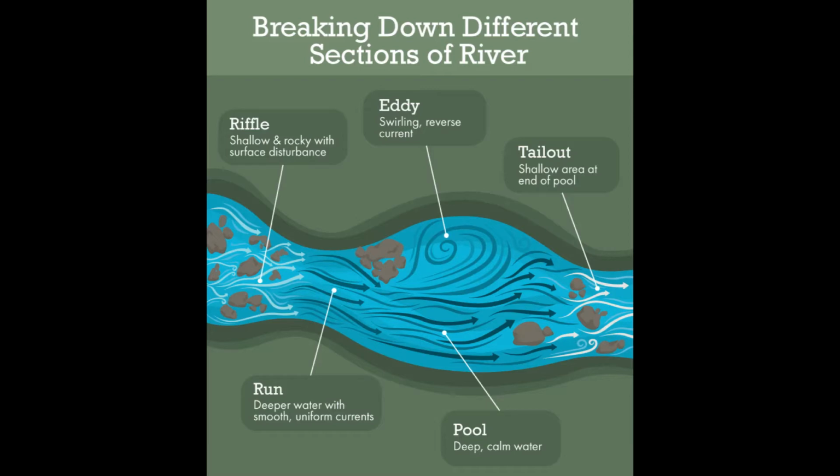Then you'll have the pool, which can be the real deep parts that aren't affected by the current. These can be below the current, off to the side of the current, on opposite sides of bends, and in bends themselves, where it can be deep below the current.